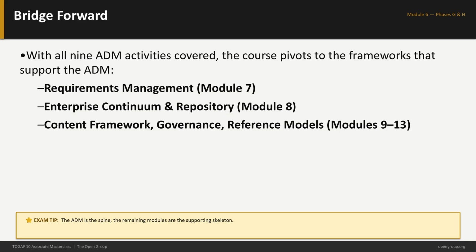Now that we've covered all 9 ADM activities, the course pivots to the frameworks that support the ADM. Module 7 gives requirements management its proper focus. Module 8 covers the enterprise continuum and the architecture repository. And modules 9 through 13 cover the content framework, architecture governance, partitioning, stakeholders, and the reference models. Think of it this way: the ADM is the spine of TOGAF, and these remaining modules are the supporting skeleton around it. Each one deepens your command of the framework and shores up another slice of the exam. Onward to requirements management.